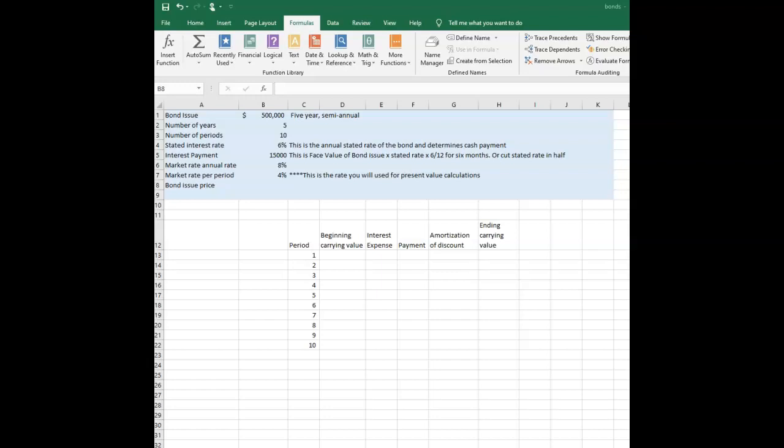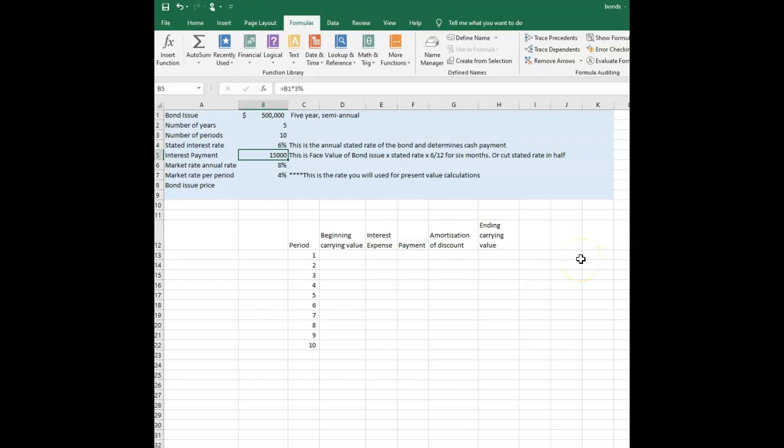It's a 5-year bond and they're paying interest every 6 months. The stated interest rate is what's printed on the security, and it's 6% annual. And since they're paying every 6 months, that ends up being a 3% payment, so we multiply 500,000 times 3%, and that'll give us our interest payment right here of 15,000.